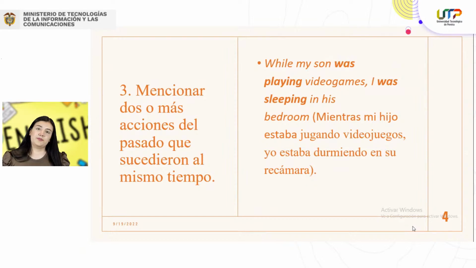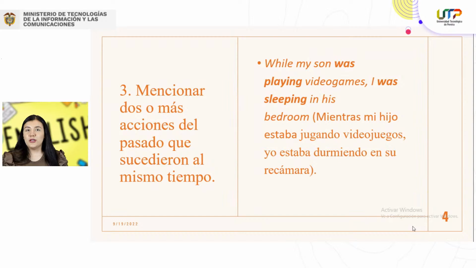Y el tercero es cuando quiero mencionar dos o más acciones del pasado que sucedieron al mismo tiempo. Es decir, yo puedo tener dos acciones simultáneas, ambas en pasado continuo, si quiero referirme a algo que sucedió al mismo tiempo. Por ejemplo, tenemos la primera: mientras mi hijo estaba jugando videojuegos, ¿qué sucedió? Yo estaba durmiendo en su recámara, ¿ok? Dos acciones simultáneas en el pasado. Mientras mi hijo estaba jugando videojuegos, yo estaba durmiendo en su recámara.